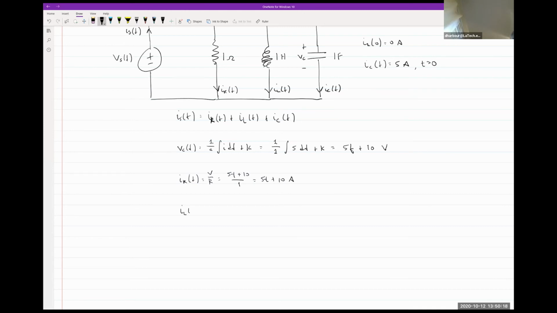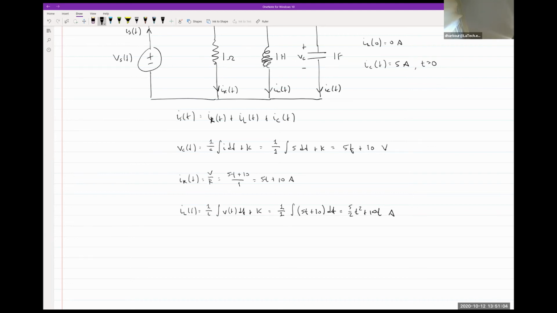And for IL of t, our equation is 1 over L integral of V dt plus some constant. And so we've got 1 over 1 of the integral of 5t plus 10 dt. So that comes out to be, the 1 over 1 goes away, and so we've got 5/2 t squared plus 10t. And at t equals 0, that's going to come out to be 0. And our initial condition is that we have 0 amps. So our constant out here is just 0, so we don't need it. So this is our expression for the current through the inductor.